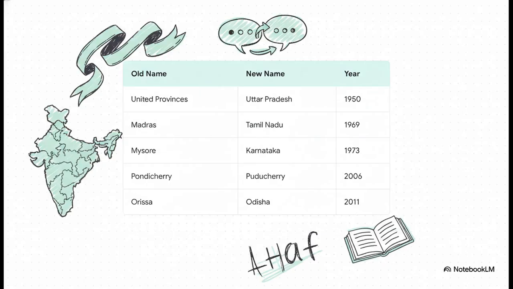And it's not just about the borders. Remember that 5th superpower? Changing names. This has happened all the time as states shed their old or colonial names to better reflect their culture. Think about Madras becoming Tamil Nadu, or more recently, Orissa becoming Odisha.